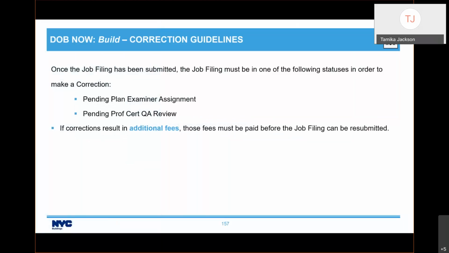So if you submit a job filing and then need to change something before it's approved, you're going to use the corrections process. You'll have to be quick. And when I say quick, I mean since it can happen at any time before it's assigned to a plan examiner or a QA administrator, you'll have to act before someone gets to your job filing. I'm just making this clear because somebody asked me like, what do I mean by quick? So additional fees may also apply due to your correction. Ensure to pay those fees before you resubmit.